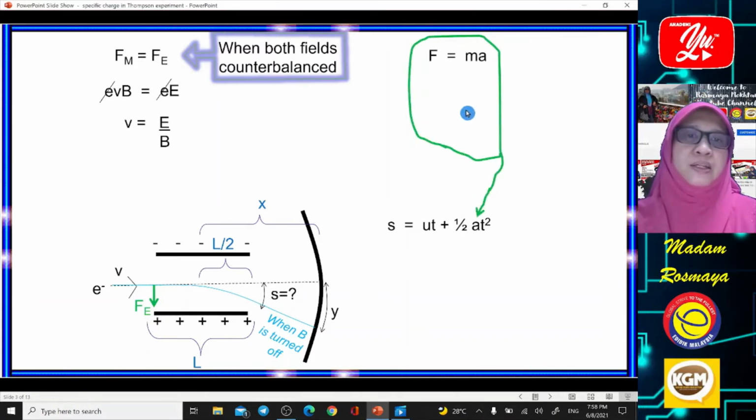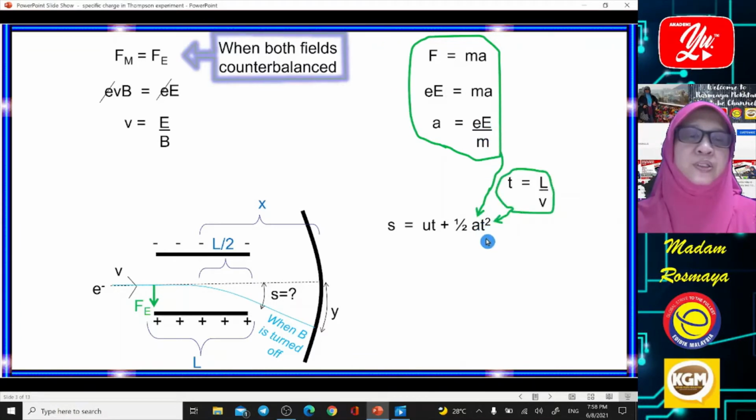So a can be found by using F equals ma. So F is eE equals ma. So a is electron charge times electric field per m. Okay, we substitute into here. And then t is the length times speed, the time taken for the electron to go from this point to this point. So length of the plate here divided by the speed. Okay, we get time taken.